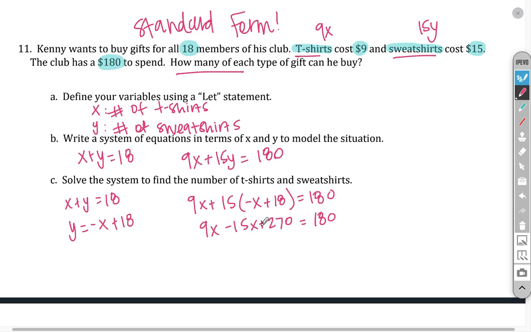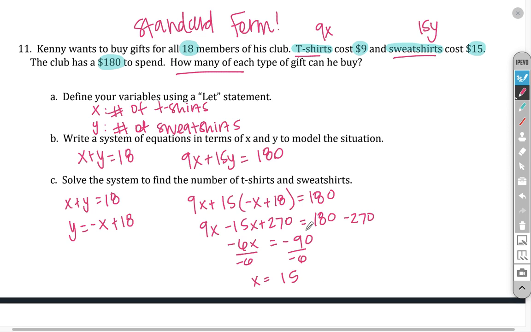All right, let's combine these x's. So we have 9x and negative 15x is going to leave us with negative 6x. To get rid of this 270, we're going to subtract it. So 180 minus 270 is going to give us negative 90. Then we want to get x alone, so we divide by negative 6. So x equals 15. Negative 90 divided by negative 6.